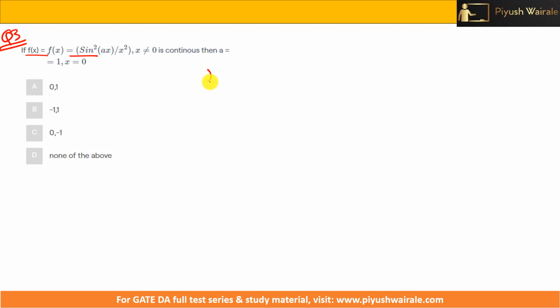So this function is like this: f(x) equals sin²(ax) divided by x², when x is not equal to 0, and equals 1 when x is equal to 0. We are given that this particular function is continuous, then find the value of a. So the same thing you have to apply for a function to be continuous.